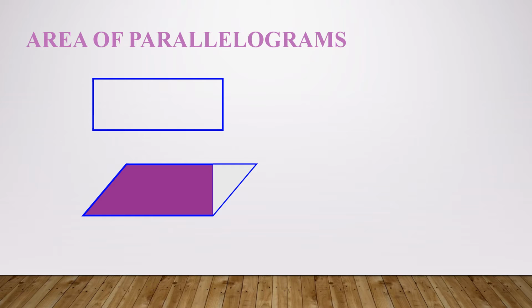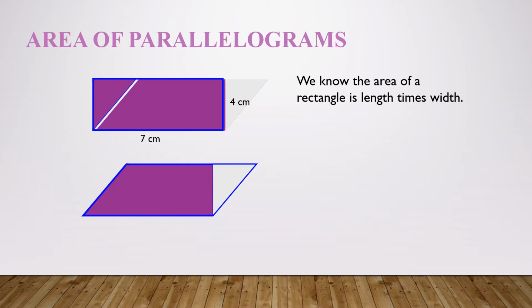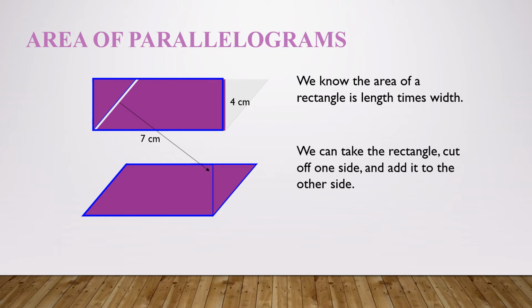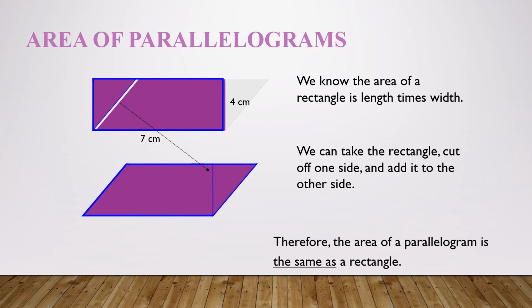Area of a parallelogram. For a rectangle, the area is length times width. If we were to take our rectangle and cut off a piece and then add it to the other side, we would have a parallelogram where two sides are parallel to each other and the other two sides are parallel to each other. The area of a parallelogram is the same as a rectangle, so it would be length times width, but for parallelograms we usually do base times height, which this one would still be 28 centimeters.